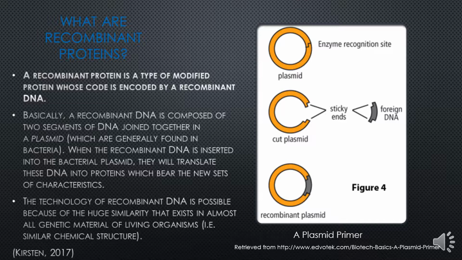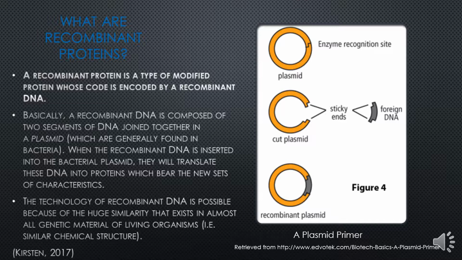A recombinant protein is a type of modified protein whose code is encoded by recombinant DNA. Basically, a recombinant DNA is composed of two segments of DNA joined together in a plasmid, which are generally found in bacteria. When the recombinant DNA is inserted into the bacterial plasmid, they will translate this DNA into proteins which bear the new set of characteristics.